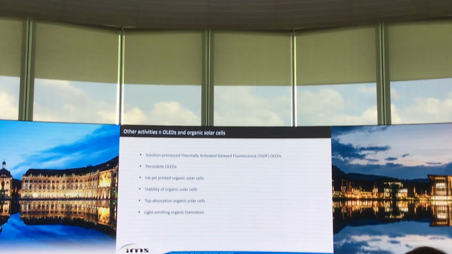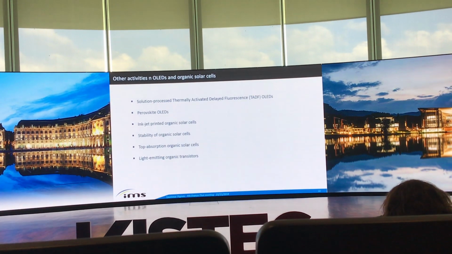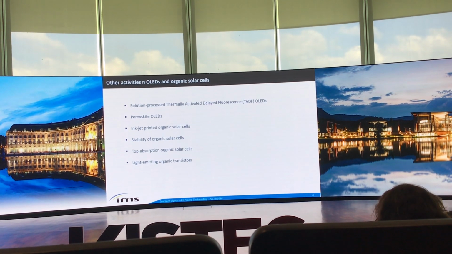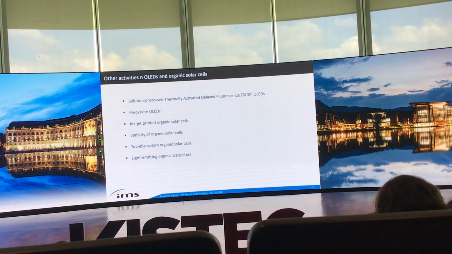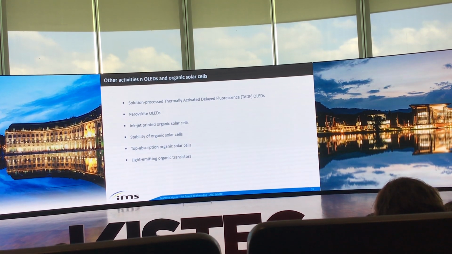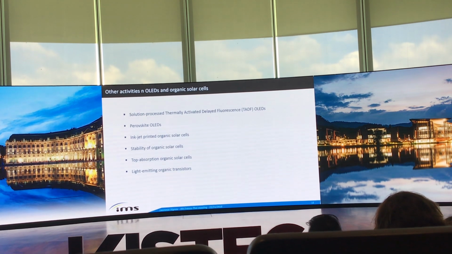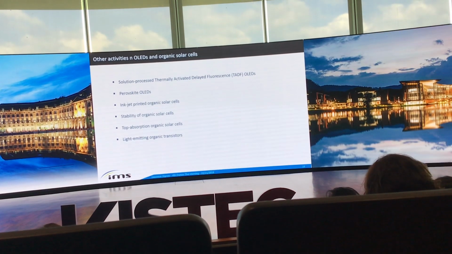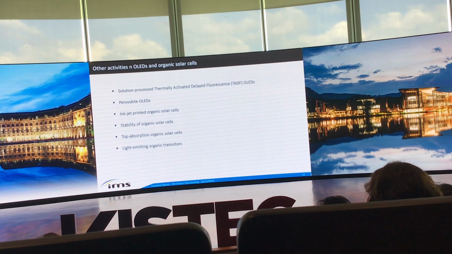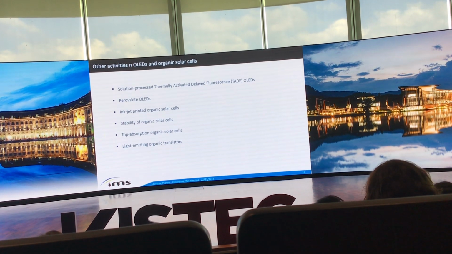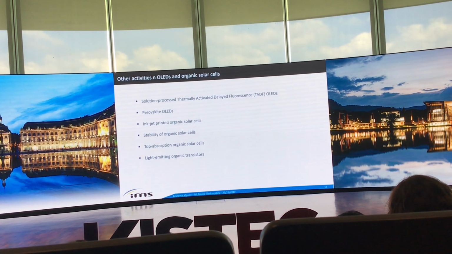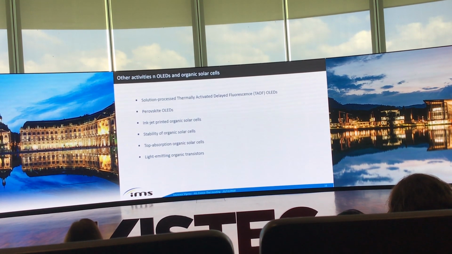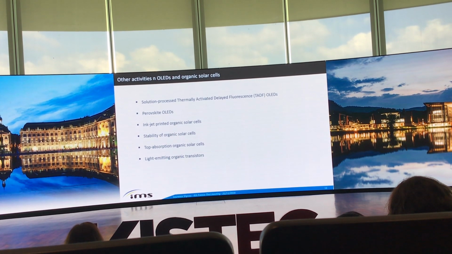So, just to finish, we have other activities, in particular on OLEDs. We are currently trying to work on thermally activated delayed fluorescence OLEDs to increase the efficiency. And in the literature, what you can find on this topic is mainly thermally evaporated molecules, so we try to use these efficient molecules with solution processing. We also have an activity on perovskite OLEDs, on inkjet printed solar cells, and we work a lot on the stability of these organic solar cells using different structures or different materials, and on top-absorption organic solar cells.